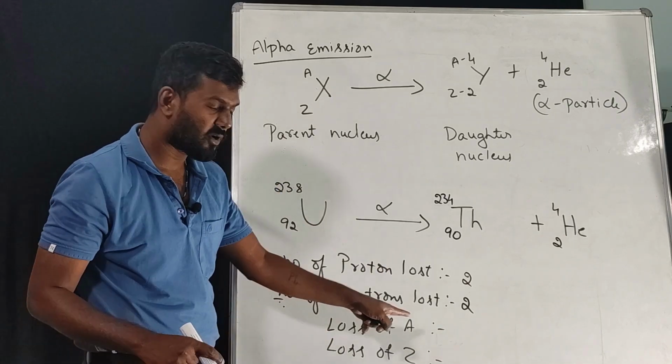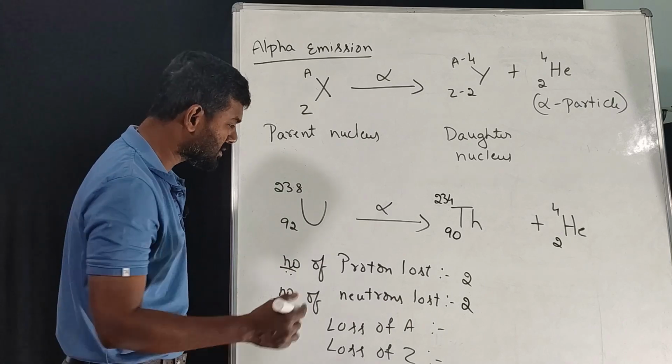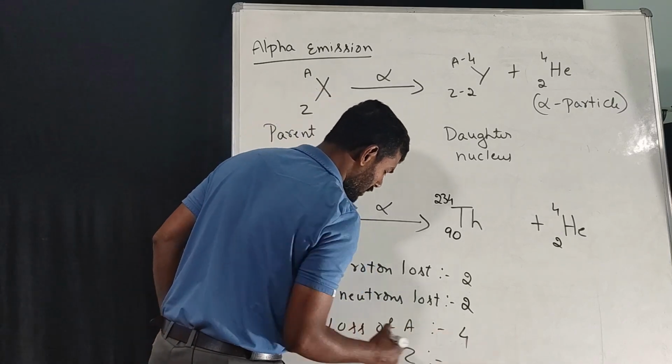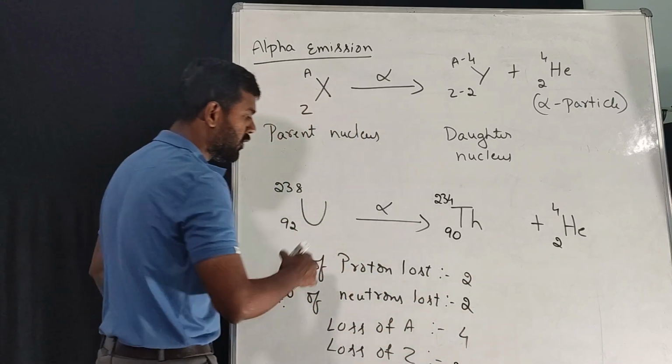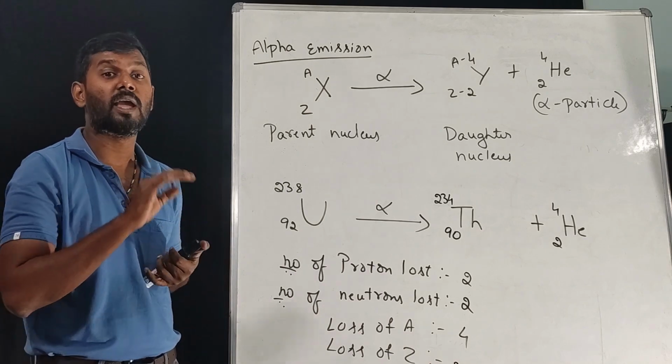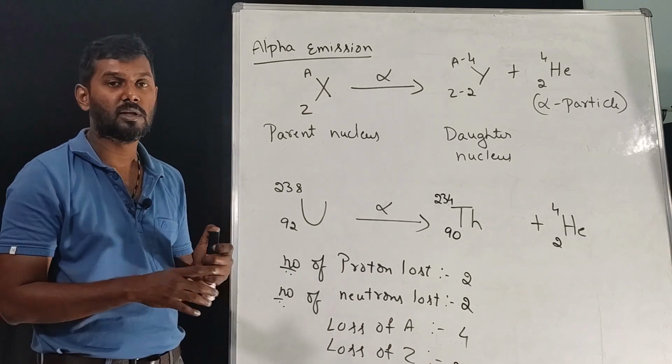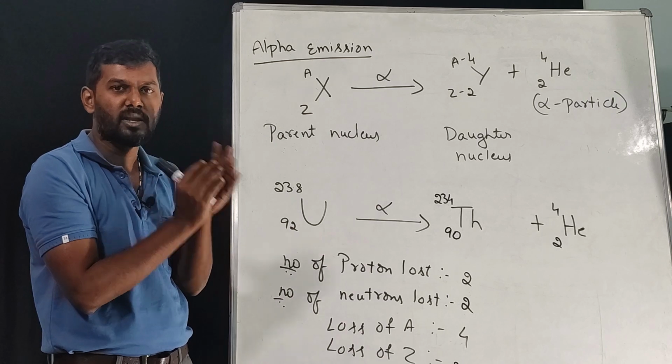So loss of this one, our atomic mass number, how much is lost? 4. Z will be 2. If you know this much, that means you have learnt everything about alpha emission. So these equations are very important.